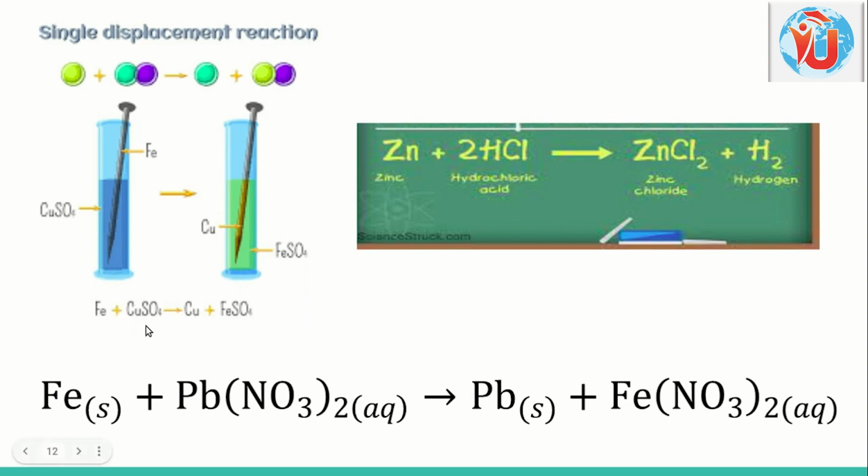So we can see that when we put an iron nail in a copper sulfate solution, the color of the copper sulfate solution becomes pale green and there is a brown deposition on the iron nail. This happens because the copper in copper sulfate is displaced by iron and iron sulfate is formed. Other examples include zinc plus hydrochloric acid gives zinc chloride plus hydrogen. Iron plus lead nitrate gives lead plus iron nitrate.